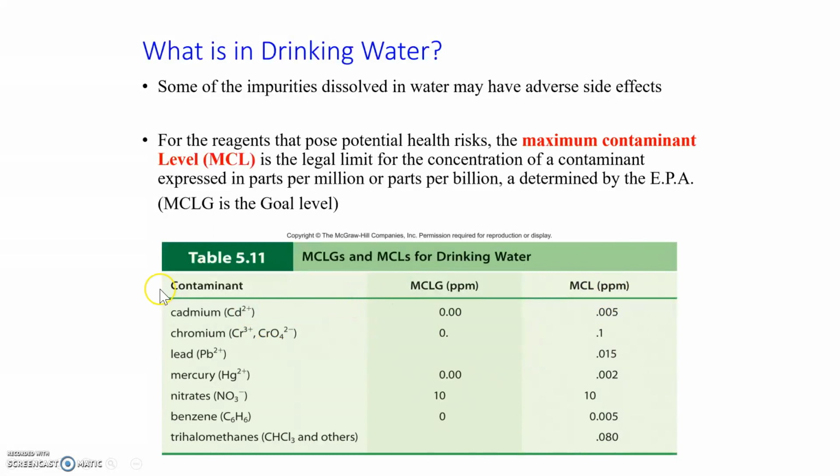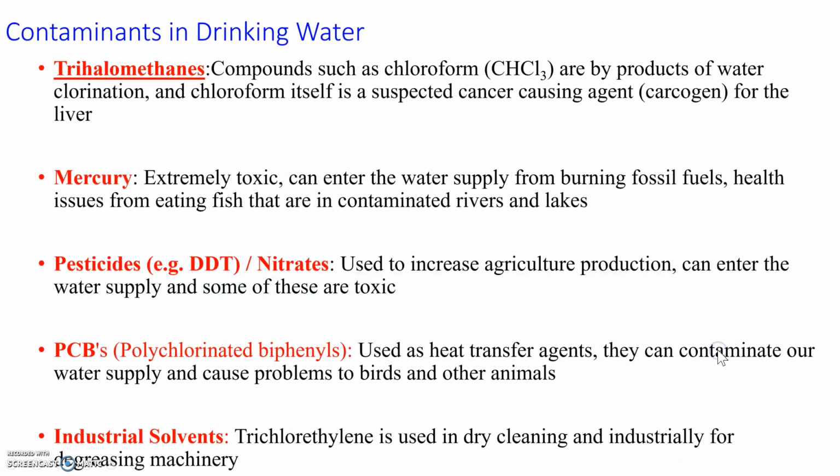The EPA also has MCLGs, which are maximum contaminant level goals. These are sometimes lower than the MCLs, and this is what we're striving to obtain, although sometimes we can't obtain those, so we have to rely on the MCLs. Some contaminants that can be found in drinking water are listed here. The first is trihalomethanes, and this can be a result of something like chloroform dissolving in water, usually as a result of some industrial process that is leaking this chemical into groundwater, and this is a known carcinogen, or cancer-causing agent.